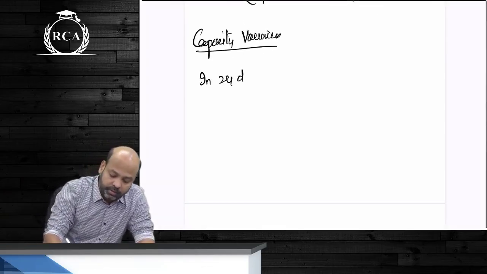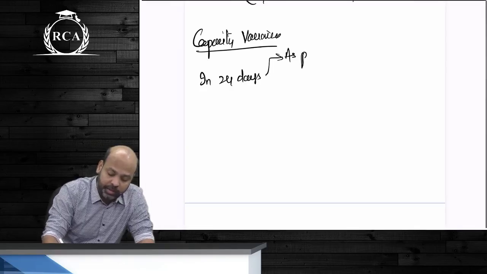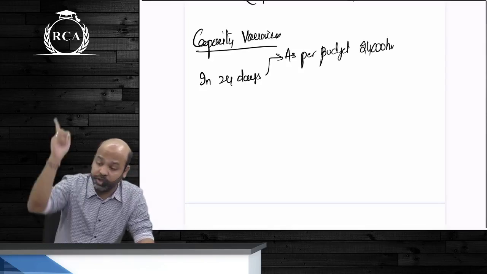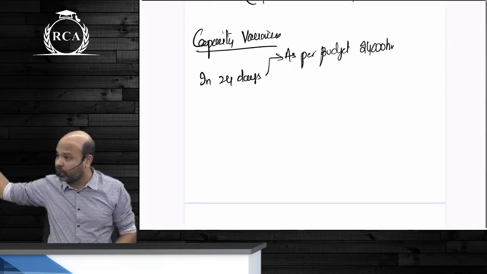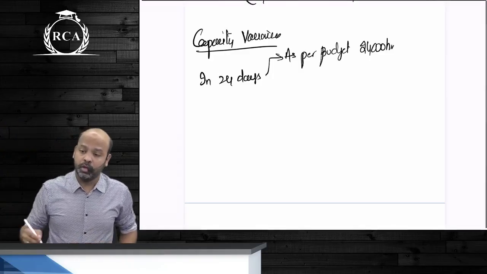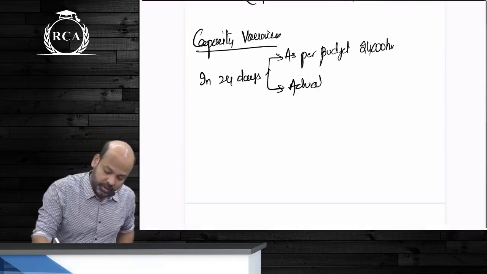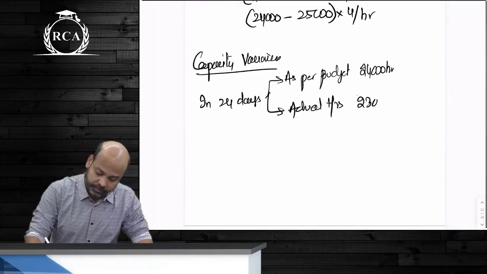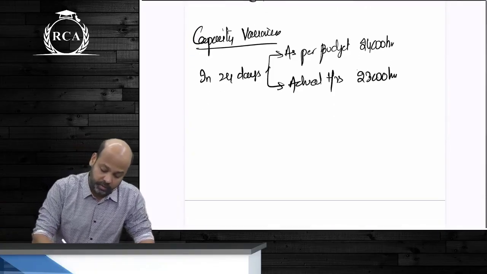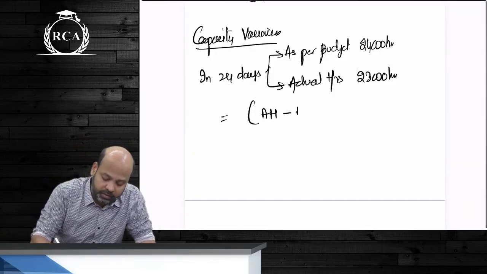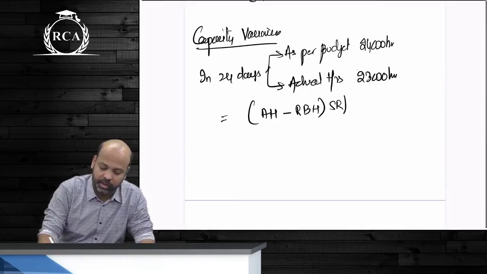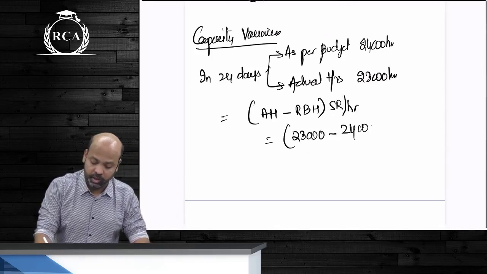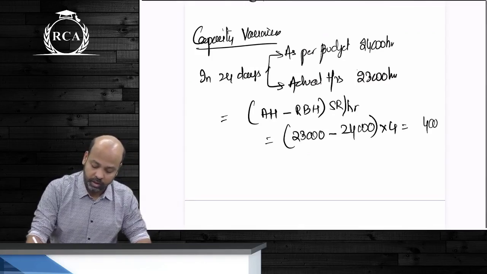In 24 days, as per budget, how many hours were you supposed to work for? 24,000 hours, not 25. That is the original budget. Now I am writing it for 24 days. I have shifted away from 25 days, but what are the actual hours that you worked for? 23,000 hours. Did I lose again? 1,000 hours adverse. The formula, guys, is actual hours minus revised budgeted hours into standard rate per hour. Actual hours are 23,000, revised budgeted hours are 24,000 into 4 rupees.